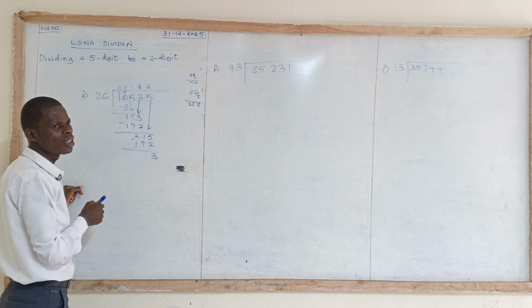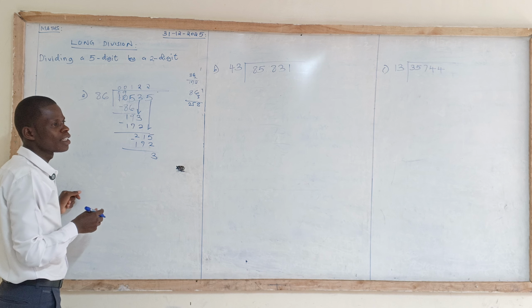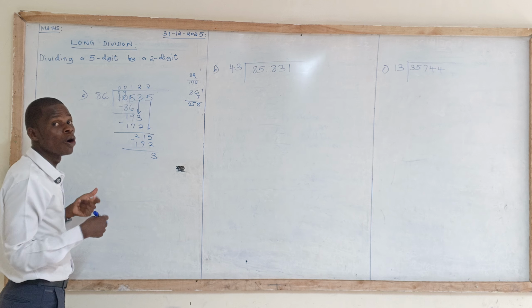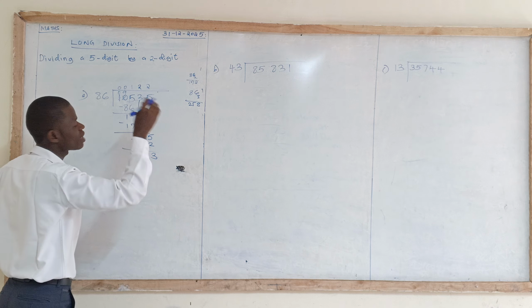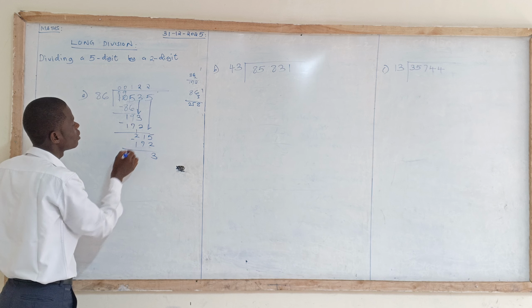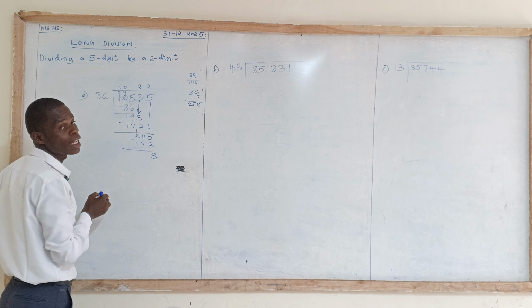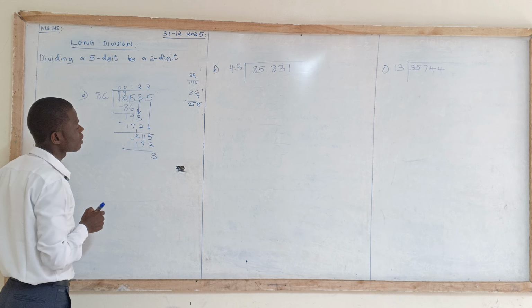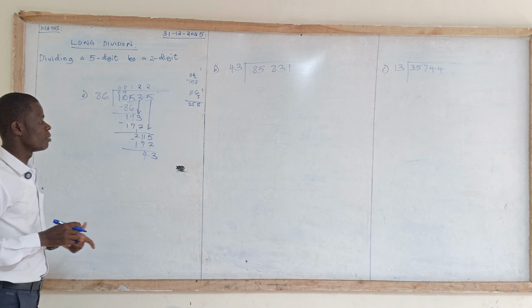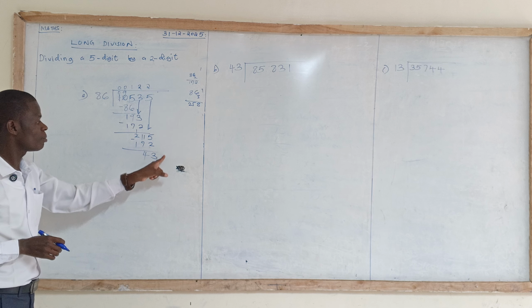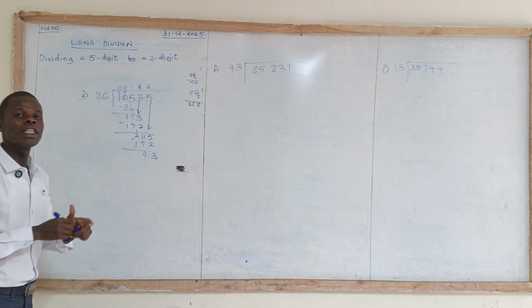But regrouping is a technical term. What do we do? We borrow. Easy. We borrow, we bring it, we take it the other side. So borrow 1 from here, remain with 1, bring it here, 11. 11 minus 7, what do you have? That is 4. 43. So you see, the remainder is 43. Do we have another number here? No. So what is the hint here?